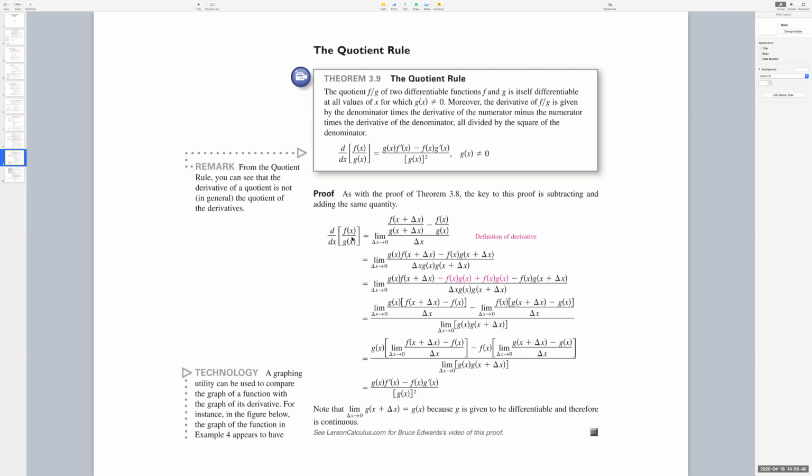Again, the derivative of f of x divided by g of x equals the derivative of f of x times g minus the derivative of g of x times f, divided by g of x squared. And again, we can find that the limit of g of x plus delta x equals g of x, because g is given to be differentiable and therefore continuous. So that means you just plug 0 in here to get g of x.